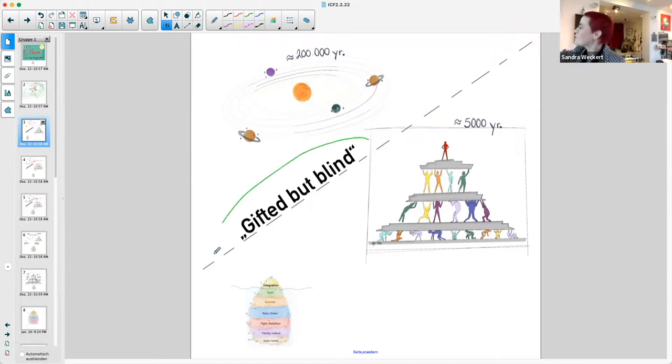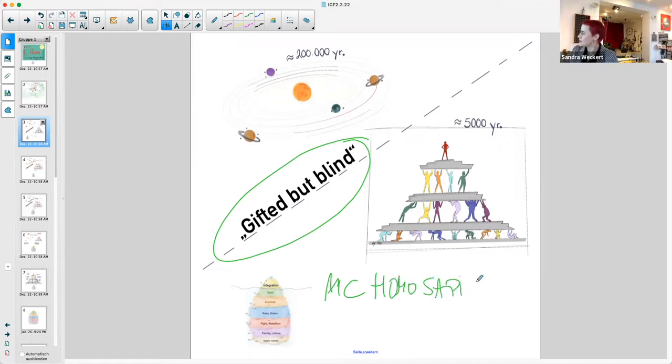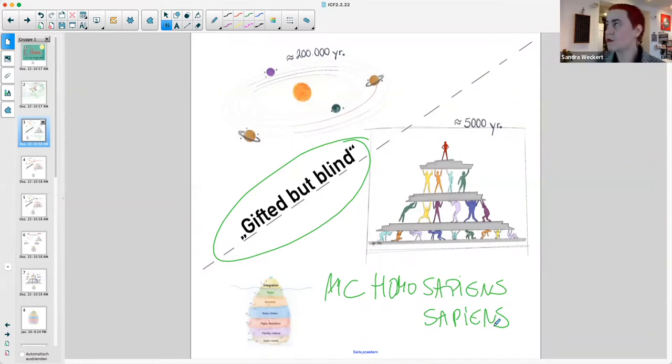Gifted but blind describes us, the Homo sapiens, a species who has been performing on the stage of this planet for about 200,000 years. That's our age. The Homo sapiens sapiens appeared on the stage of planet Earth just 200,000 years ago, which is very young. We are a really small part, one of the youngest parts in the history of Earth.